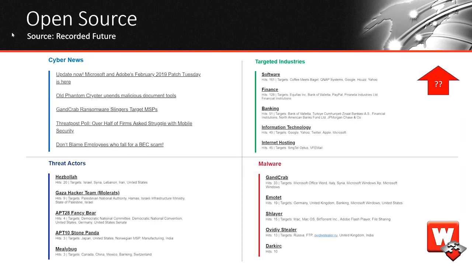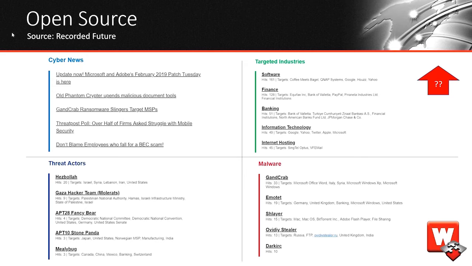So for open source reporting this week, Hezbollah, Fancy Bear, which is APT28, and Stone Panda APT10 are well-known groups, but Mealybug and Gaza Hacking Team are not so well-known. Gaza Hacking Team is likely trending because of their participation in the currently ongoing Op Israel.